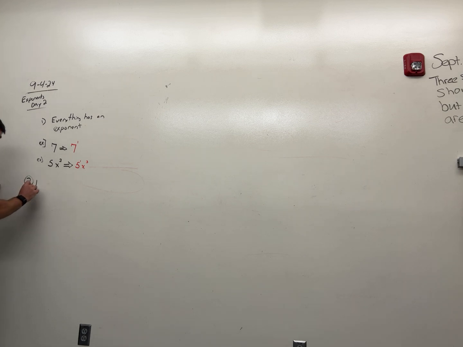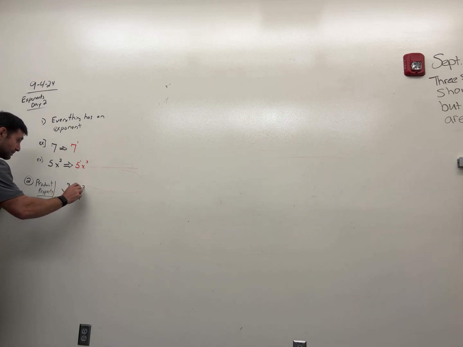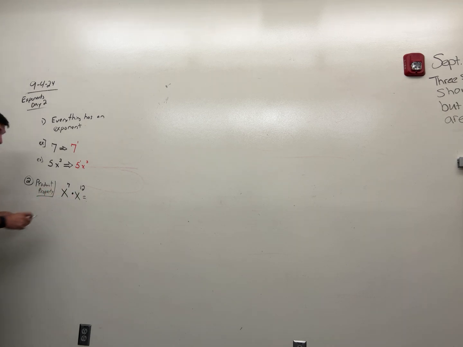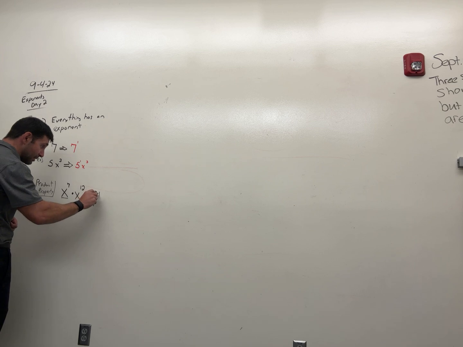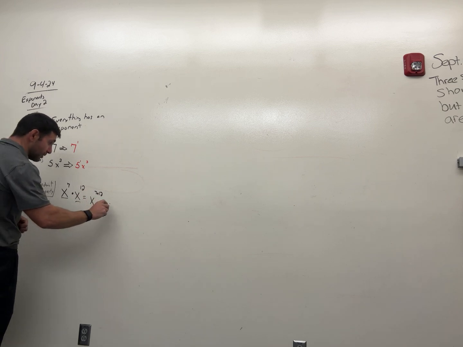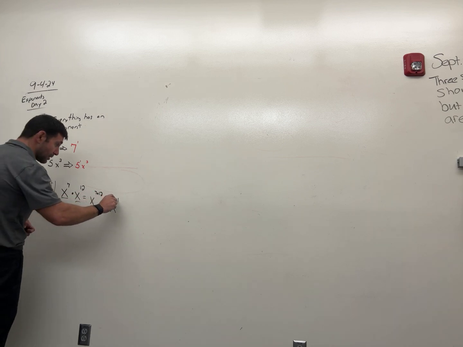Rule 2 was the product property. If you were not here yesterday, I would suggest you watch the video. The product property says if we have like bases and we are multiplying, we keep the base. Look, we have x to the 7th times x to the 12th. Do we have 2 x's? Yes. The bases are the same. X stays. We add the exponents. 7 plus 12 gives me x to the 19th.